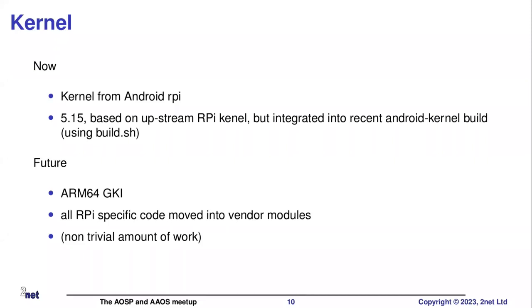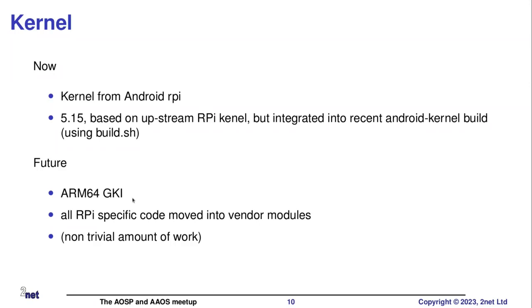Kernels. So right now, essentially what I've done is I've grabbed some stuff from the Android RPi project, and one of those things is their kernel. It's a modern kernel, a 5.15, which is good. It's based on the upstream Raspberry Pi kernel, I think. And they've done some integration into the latest Android kernel build tools. So it's using build.sh to build the kernel, and it's using repo and such like to integrate the kernel and so on. But it's not a full GKI. In fact, it's not a GKI at all. It's a completely custom kernel image.